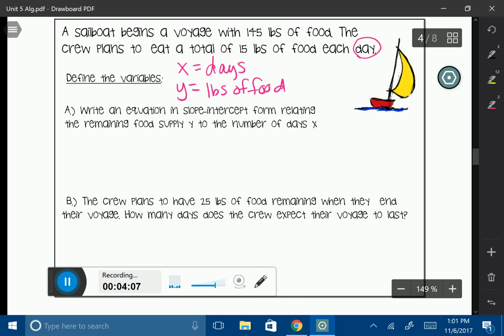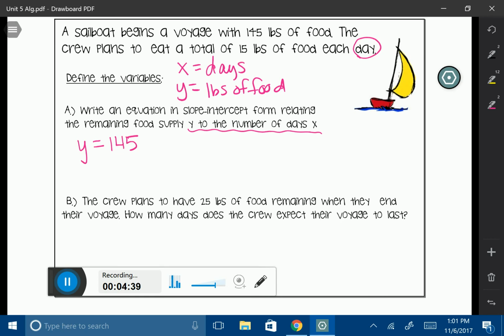Okay, now that I've represented my variables, let's go ahead and answer the questions. Write an equation in slope-intercept form relating the remaining food supply y to the number of days x. And actually, if we read earlier, we were given these variables, but that's okay. We define them on our own. Okay, so I'm going to say y equals, I want to know, well, how much food is actually on the ship already? 145, right? And each day, the crew is planning to eat 15 pounds. Planning to eat 15 pounds means that you're losing 15 pounds of food. So I'm going to say minus 15x.